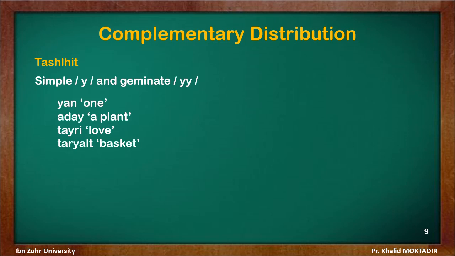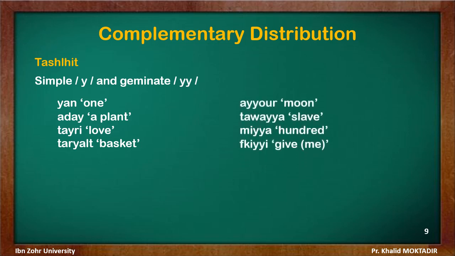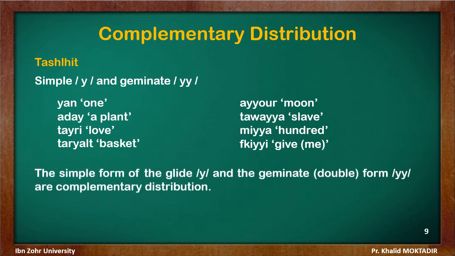Then, between a vowel and a consonant. Then, between a consonant and a vowel. While the geminate form, as you will see, has one single context. It always occurs between two vowels. The simple form of the glide and its geminate counterparts are in fact in complementary distribution.